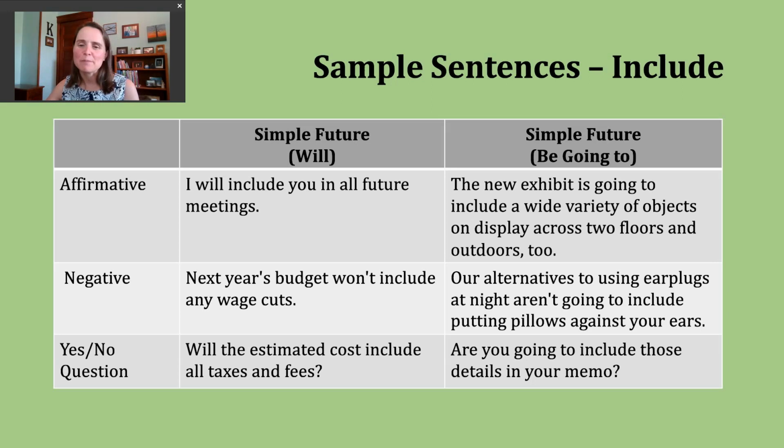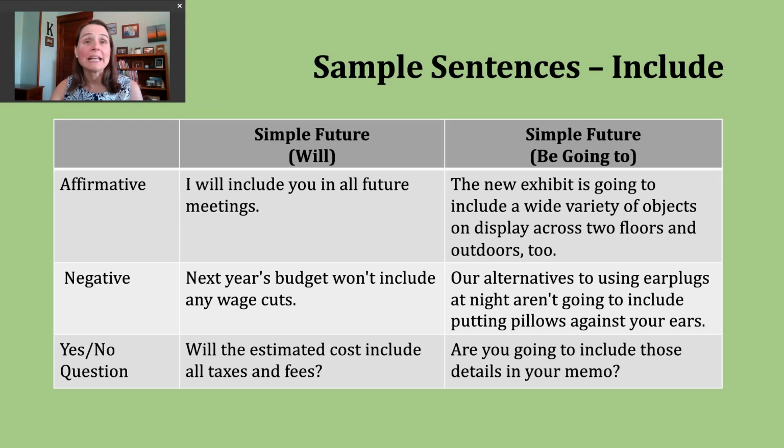Let's take a look at an example sentence here. Our alternatives to using earplugs at night aren't going to include putting pillows against your ears. I saw a sentence very similar to this as someone was talking about offering solutions or suggestions to ways people can improve their sleep. So one of their suggestions had to do with having really quiet environments, and here they're sort of explaining what's coming next in this article, but their plan was not just to take pillows against your ears.